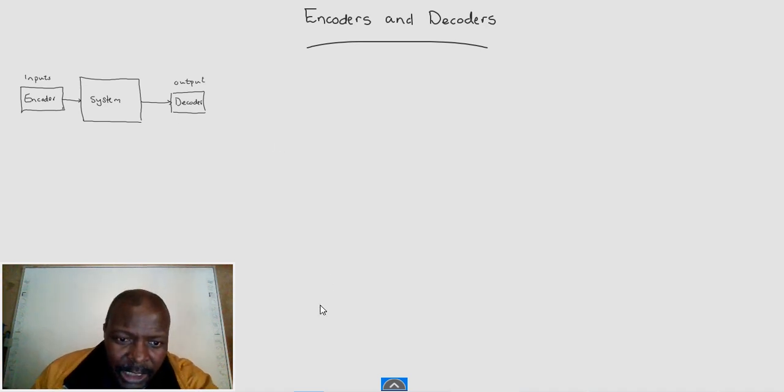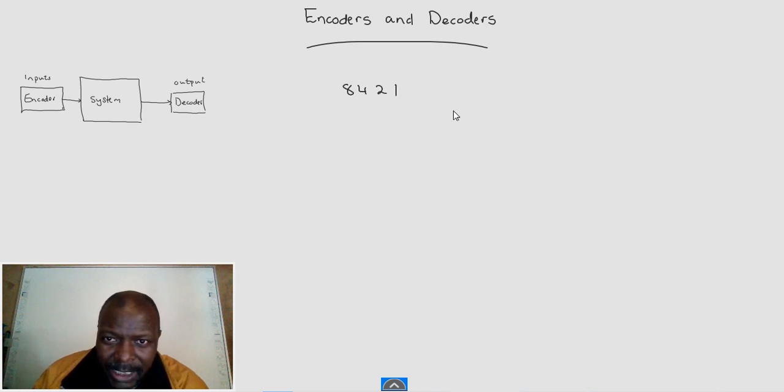All right, now let's look at our decoder. We know that our decoder's input is the 8421, the basic one. Now that means that I must have a full one.